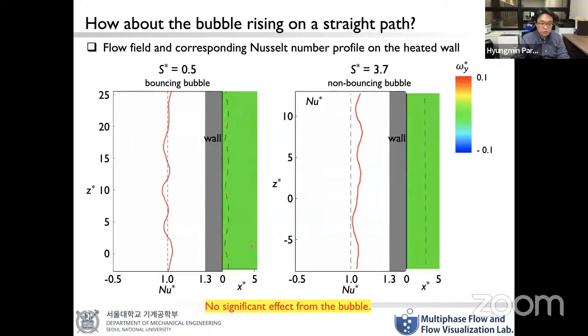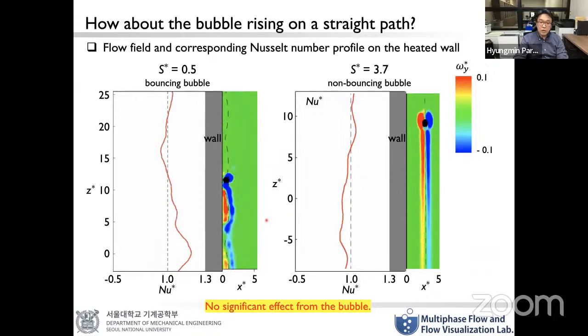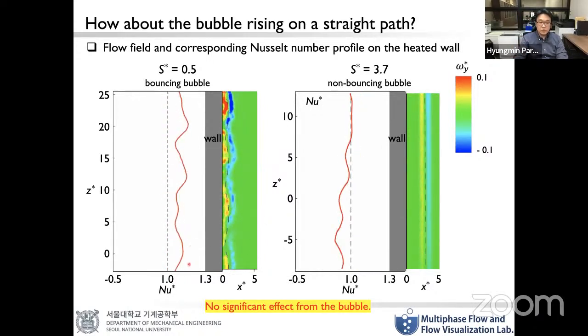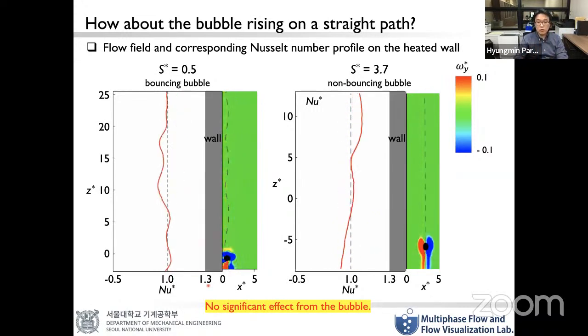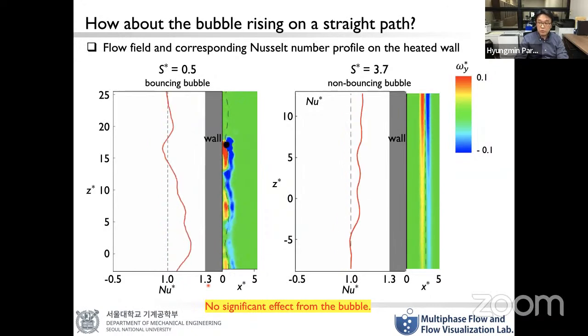And we have some questions. How about the bubble with a straight path? So we also considered 2 different cases: a bouncing bubble when the distance is quite small, and a non-bouncing bubble when the distance is slightly larger than the first one. Also, we have simultaneously measured the flow structure and the Nusselt number variation. And as you see, as the bubble goes up, the Nusselt number fluctuates within the uncertainty range. So that means we don't have any significant effect from the bubble.